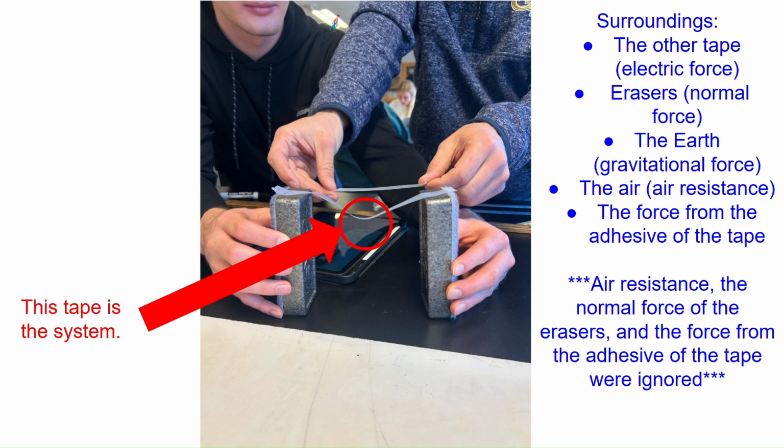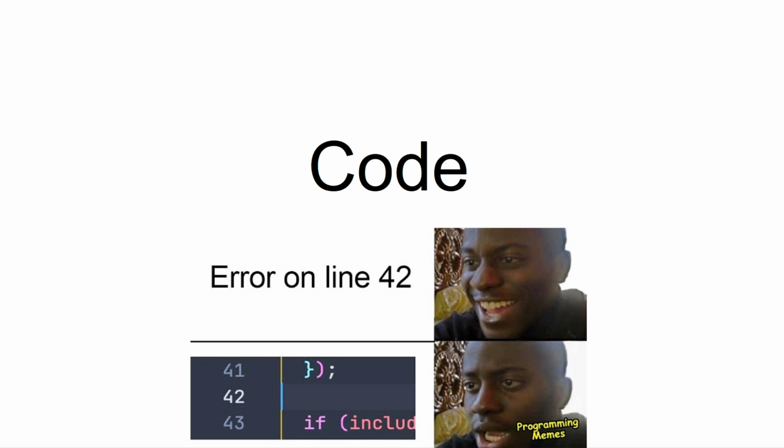We all did Lab 1, so we all know what the general experiment was. This tape here that's on the erasers is the system, and the surroundings include the other tape, the erasers, which exerts a normal force on the tape, and the other tape exerts an electric force. I forgot to mention that. The Earth, which exerts a gravitational force on the tape. The air, which puts air resistance on the tape, and the force from the adhesive of the tape on the erasers. Air resistance, the normal force of the erasers, and the force from the adhesive of the tape were ignored in this experiment.